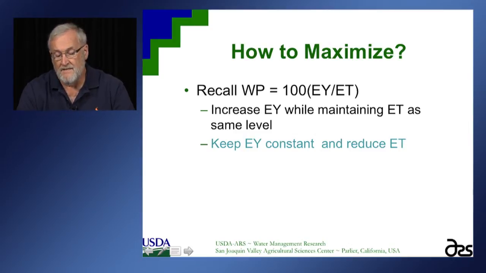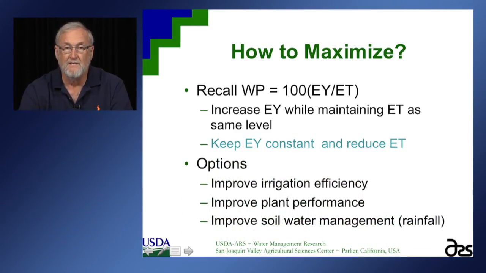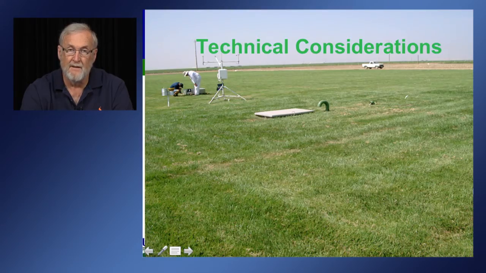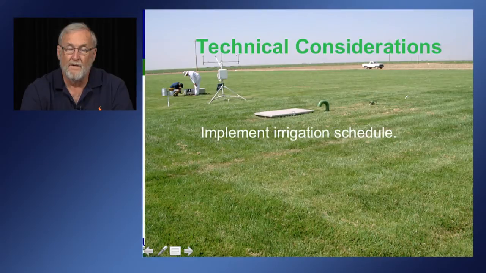So these provide us with strategies that we can look at. In the simplest way of looking at it, the options are simply to improve irrigation efficiency, which would be the ET term, improve plant performance, which is the yield term, and also improve water management, soil water management. In this term, we're talking about trying to use rainfall as a portion of the total water supply. So we'll take a look at these and see what options exist to do this.